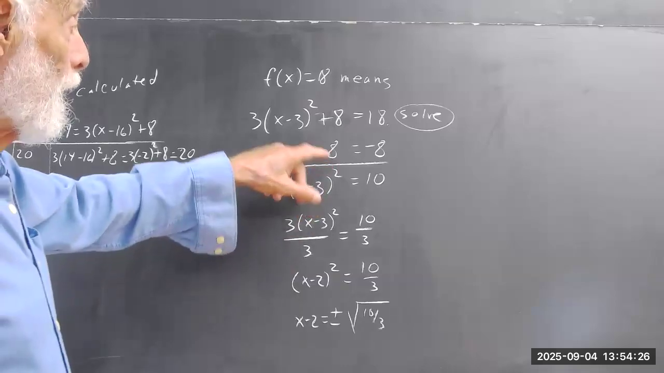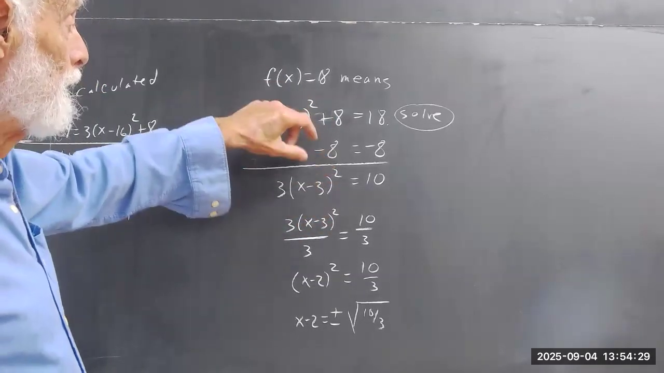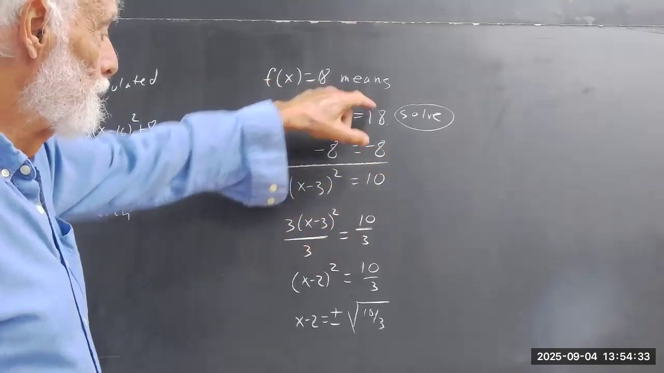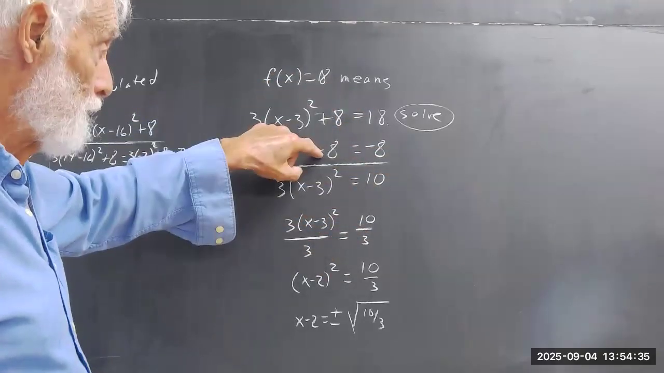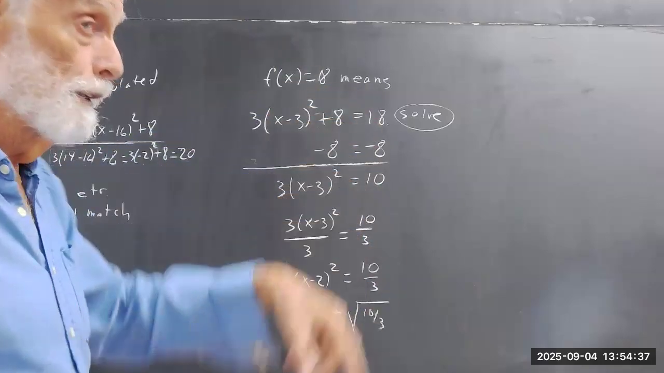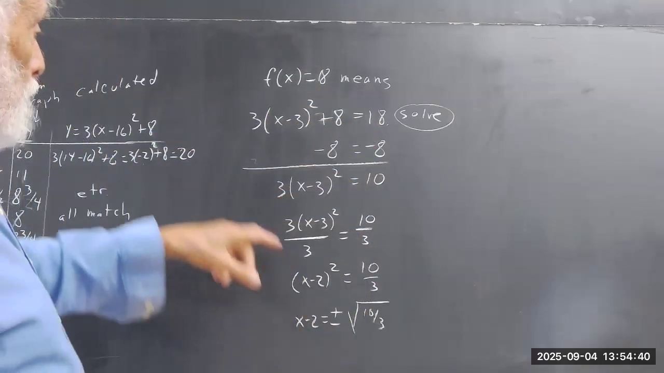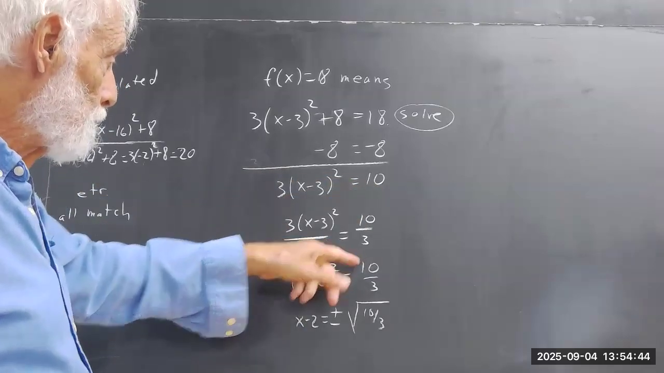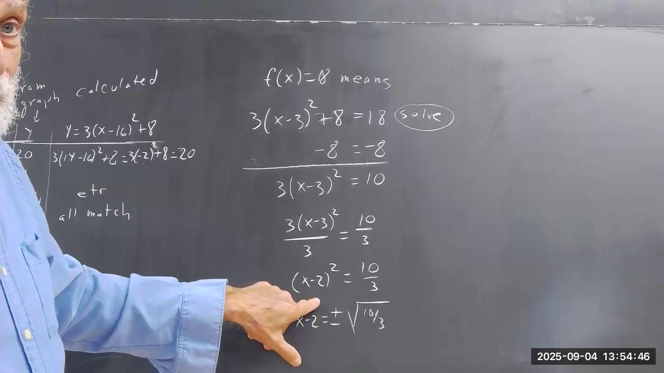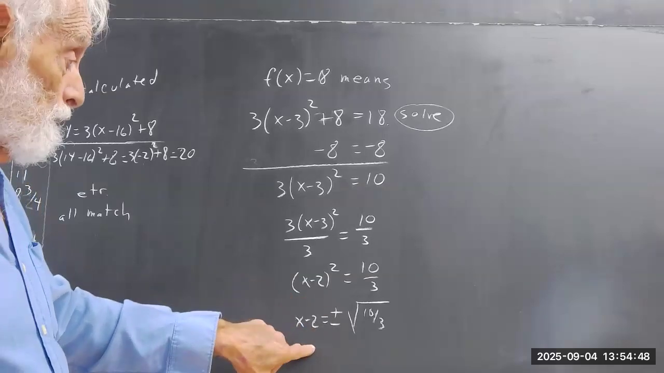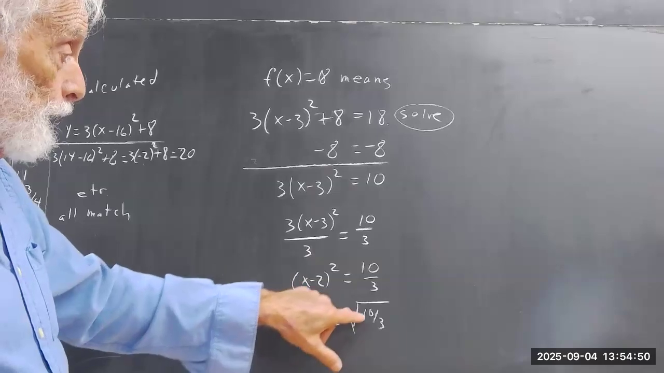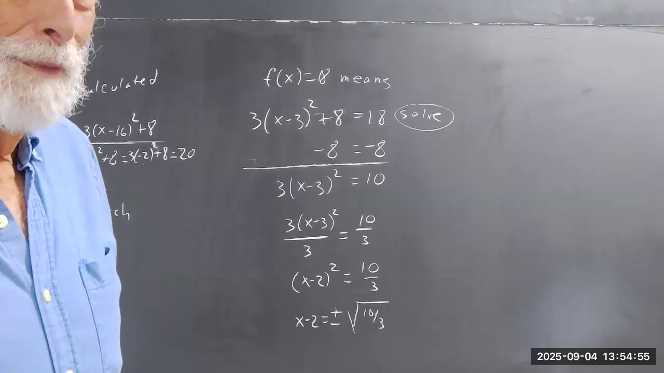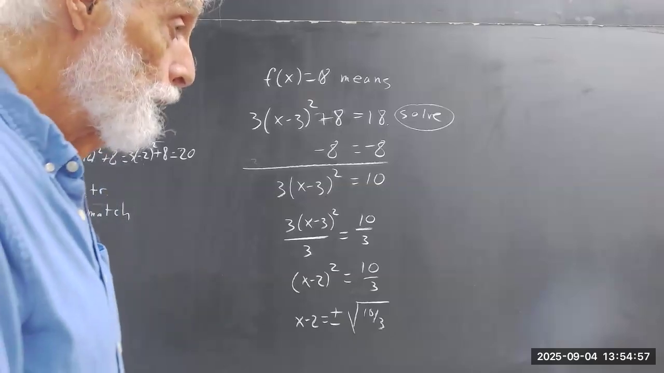Like I can add the same thing to both sides. In this case, I add the equation -8 equals -8 to this equation, and I get this because the 8 minus 8 gives me 0, and 18 minus 8 gives me 10, right? I've got 3 times the square equals 10. Well, if I divide both sides by 3, I get this. Now that's pretty obvious. Now, why is x minus 3 equal plus or minus the square root of 10 thirds? I'm not going to explain that right now, but we'll get to it. Okay, but you will get some explanation.